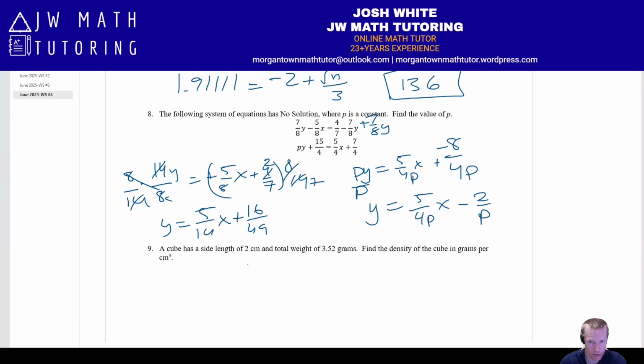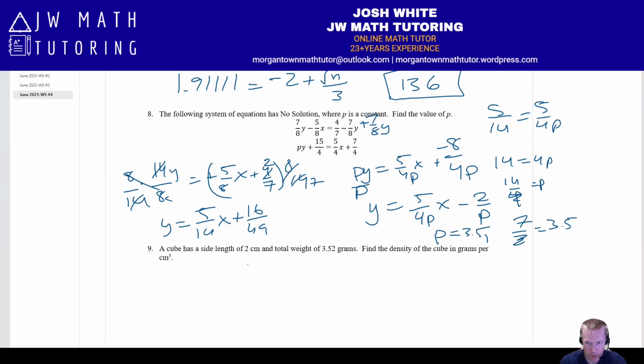Okay, so now you can set the two slopes equal. 5 over 14 equals 5 over 4p. Notice these top numbers are actually equal. That means the bottoms are equal, so you can really just go 14 equals 4p. P equals 14 over 4, or 7 over 2, or 3.5. So the correct answer is 3.5, 7 over 2.